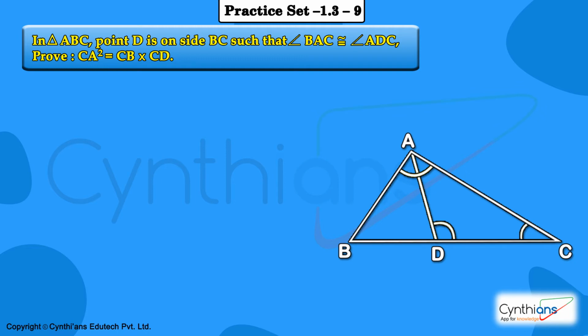Acha, which ratio we should be interested in? Let us write it as hint. CA upon CD should be equal to CB upon CA. If these two ratios are equal, then only we get the final answer.